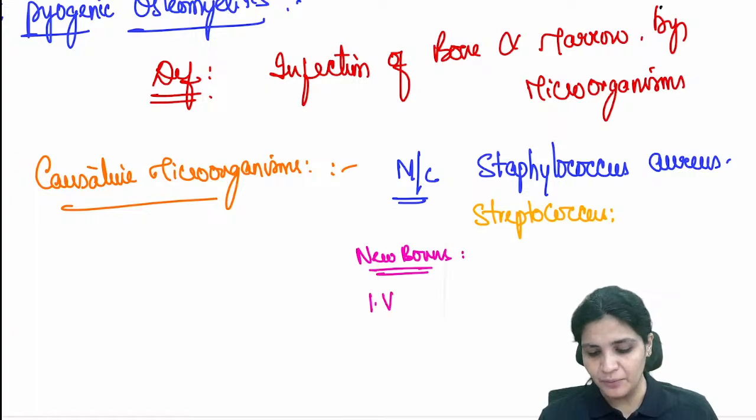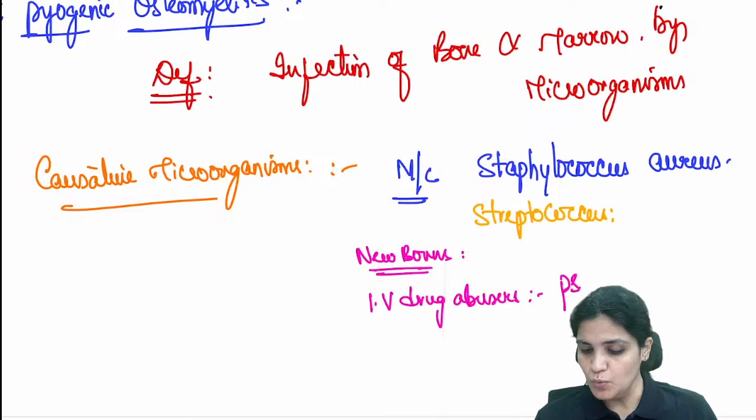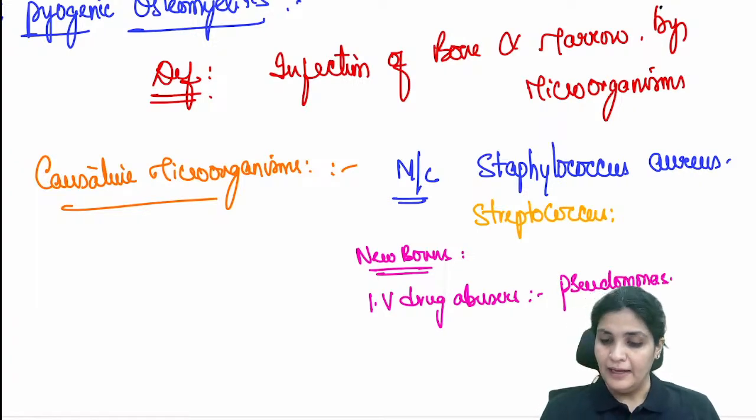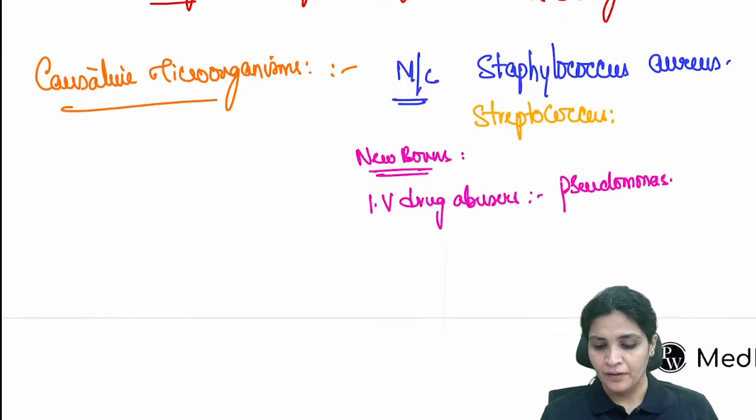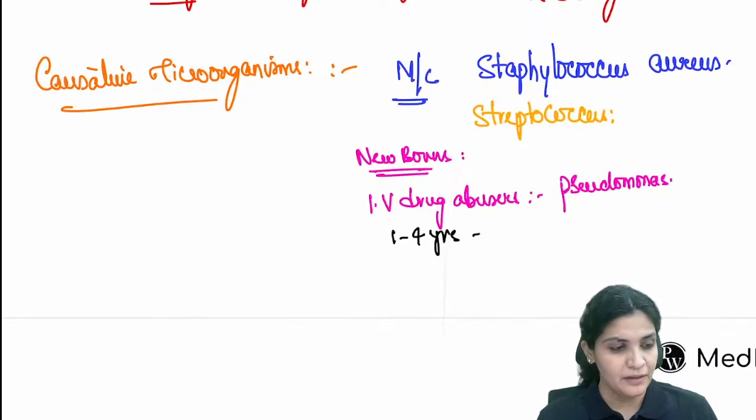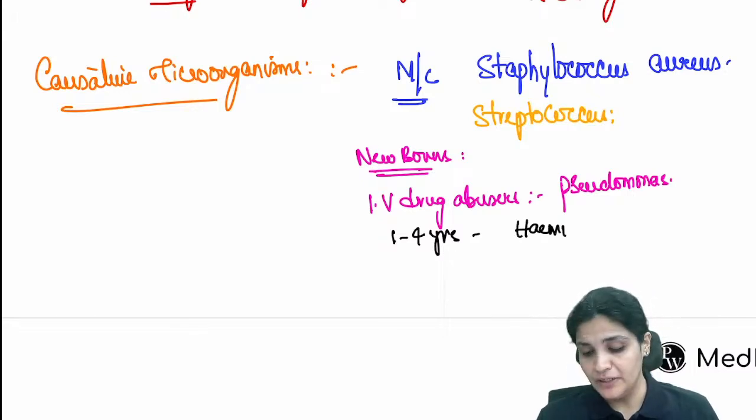Then in case of IV drug abusers, it is Pseudomonas. Then we have the 1 to 4 years age group. Kelvin Christopher, hi. Haemophilus influenzae.